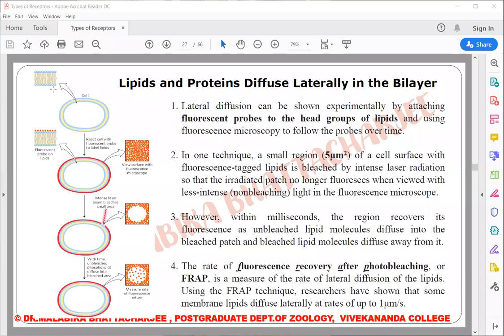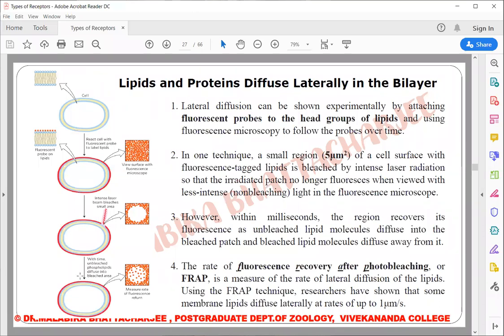So this is a cell. And you can see at the first instance, the lipid molecules of the outer leaflet are attached to fluorescent molecules. So you can see the heads of the lipid molecules are attached to the fluorescent molecules. And as a result of the attachment of the fluorescent molecules, look at the red semicircle, the red boundary. So the whole membrane has been bounded by a layer of fluorescent molecules. You can see the red boundary.